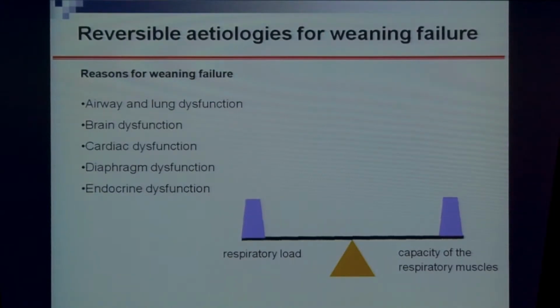Weaning failure is a complex issue because a lot of reasons can cause it. It includes airway and lung dysfunction, brain dysfunction, cardiac dysfunction, diaphragm dysfunction, and so on. About 60% of weaning failure is caused by respiratory dysfunction, and that means weaning failure is at least partly due to the respiratory load exceeding the capacity of the respiratory muscles.